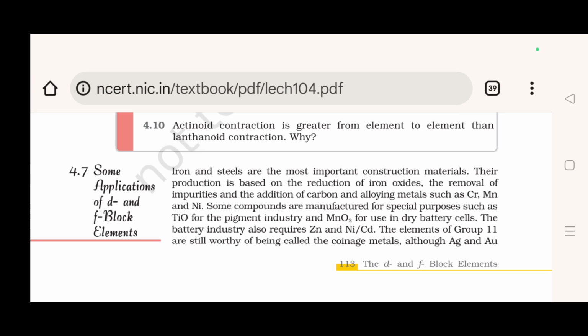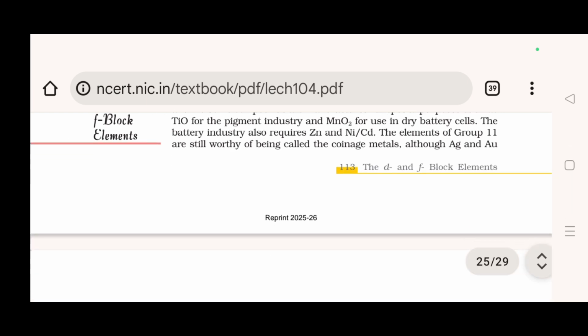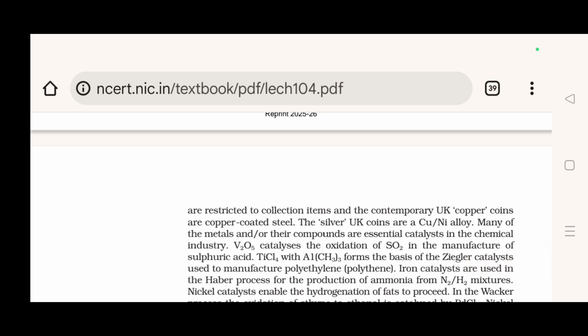Iron and steel are the most important construction materials. Their production is based on the reduction of iron oxide, the removal of impurities, and the addition of carbon and alloying metals such as chromium, manganese, and nickel. Some compounds are manufactured for special purposes, such as TiO2 for the pigment industry and MnO2 for use in dry battery cells. The battery industry also requires zinc and nickel or cadmium. The elements of group 11 are still worthy of being called the coinage metals, although silver and gold are restricted to collection items, and the contemporary UK copper coins are copper coated steel. The silver UK coins are a copper or nickel alloy.